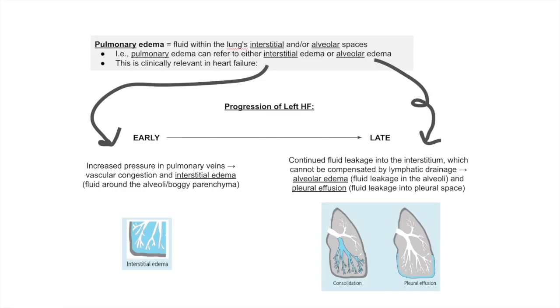This slide briefly demonstrates the progression of left heart failure. You begin with increased pressure in the pulmonary veins, and this vascular congestion causes some interstitial edema directly surrounding the vascular bundle that surrounds the alveoli, and this is also known as boggy parenchyma. However, as heart failure progresses, you have continued fluid leakage into that interstitium, and this can't be compensated by lymphatic drainage anymore, so you can progress to frank alveolar edema, or a consolidation, or a pleural effusion. This concludes our video on the differential-driven lung exam.